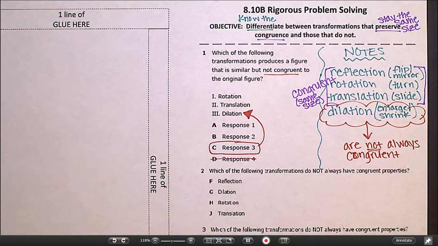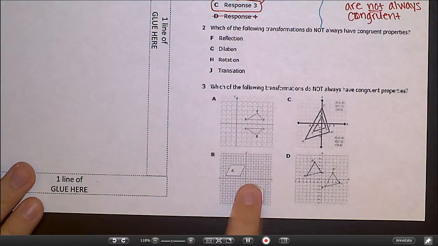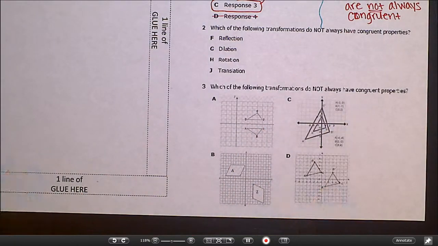On your own, I'd like for you to do number 2 and number 3. On number 3, I'd like for you to take this a step further and figure out what type of transformation is each one of these, and then decide which one does not always have congruent properties. Once you've completed 2 and 3, please bring them to me for a stamp, and then you can unpause the video to go on to number 4.